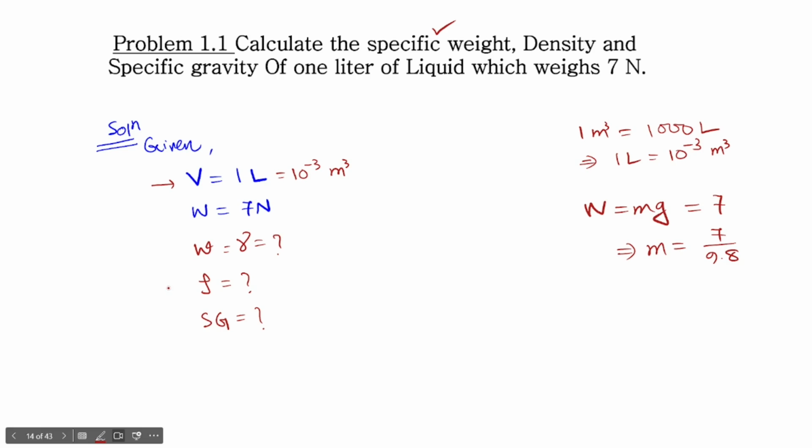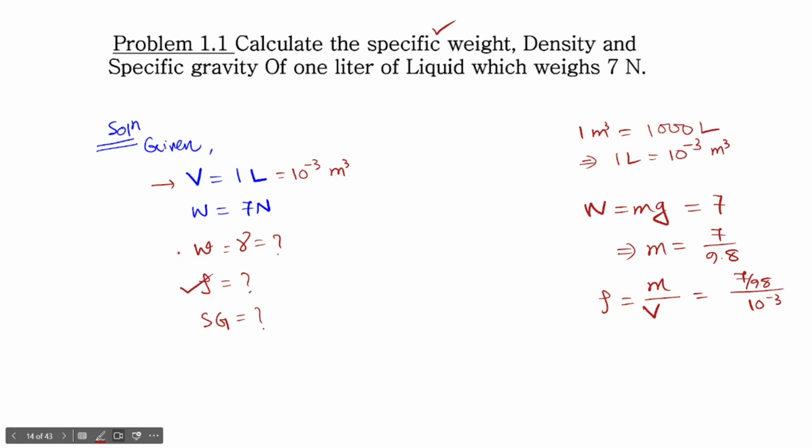Now as we are required to find the value of rho, which is the density, rho equals m by v. We have already found the value of v as well as m, so we can easily calculate it. 7 divided by 9.8, and volume is given as 10 raised to the power minus 3. So this is nothing but your answer for density.